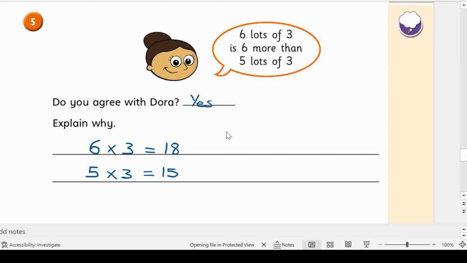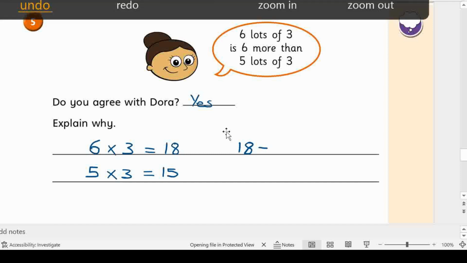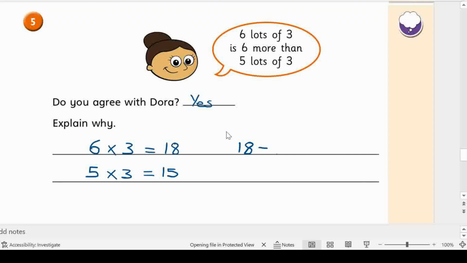And then here we have 5 times 3 equals 15. Okay, so she's saying, is it 6 more? In other words, we need to do 18 divided by, not divided by, sorry, take away 15. What does that give us? 3. So actually, 6 lots of 3 is 3 more than 5 lots of 3. So I got this wrong. I should put no. Does that make sense? It's because it's basically your 3 times table, isn't it? 6 times 3, and here 5 times 3. It's just 1 lot of 3 different. Yeah?